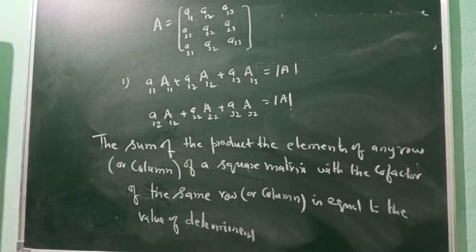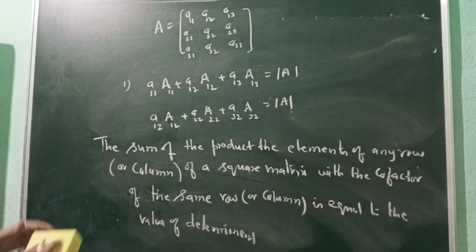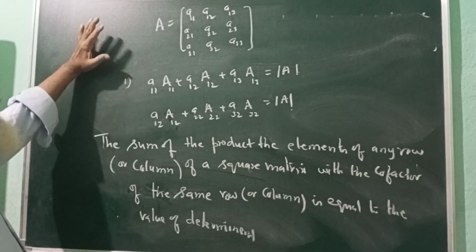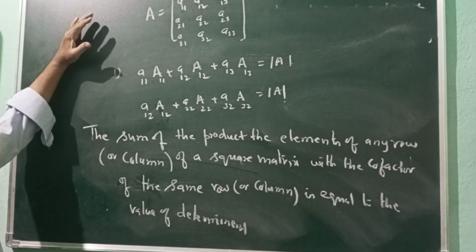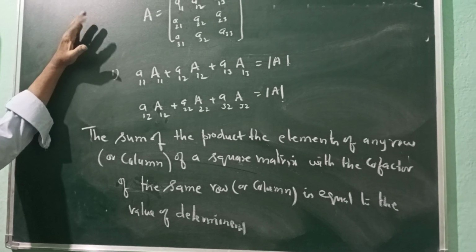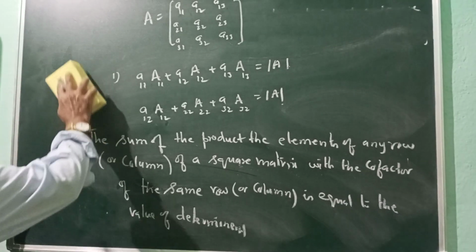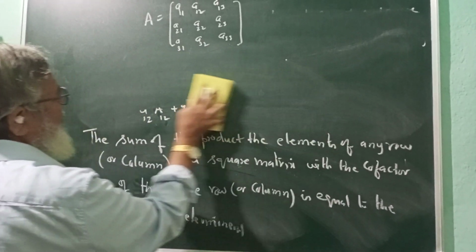What is the second property? The second property is this: if the elements of any row are multiplied with the cofactors of any other row and added, the value will be 0. So we will give an example here and then write it down.